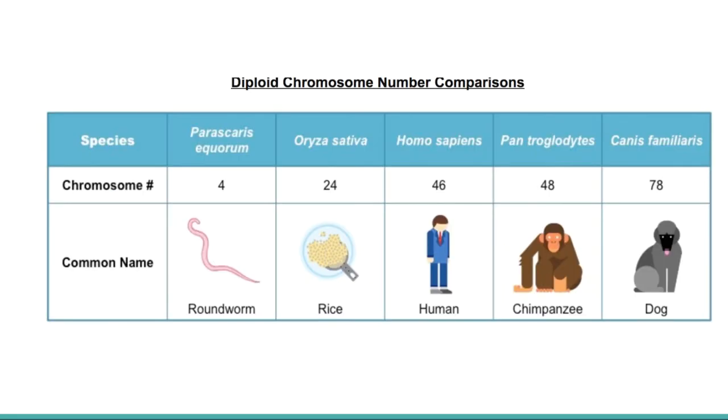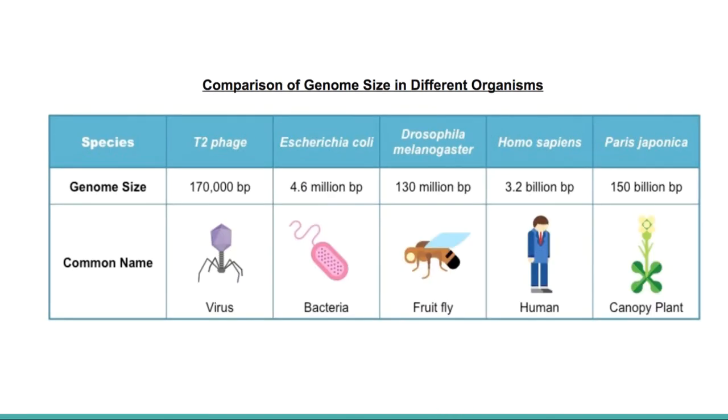So as I said in the last video, you need to know some numerical values. So here you need to know that a roundworm has 4 chromosomes, rice has 24, etc. So memorize that. And here you also need to know the genome size for each organism. So make sure to memorize that.